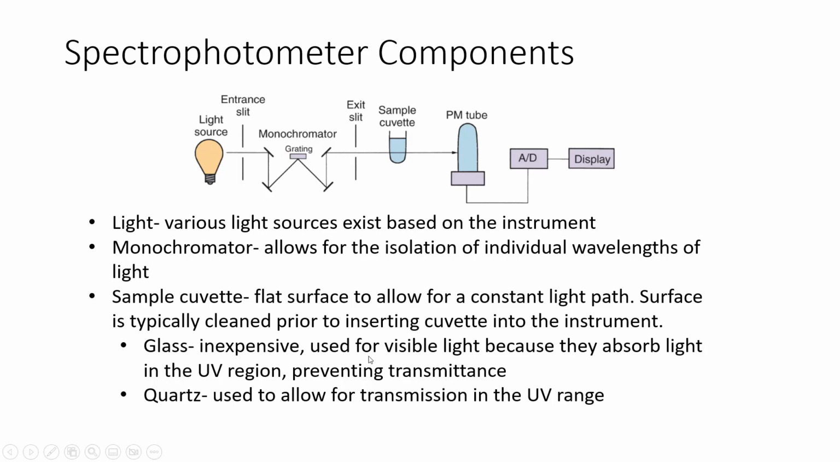Glass is inexpensive and is used for visible light because it absorbs light in the UV range, preventing transmittance. But quartz cuvettes are used to allow for transmission in the UV range. Quartz cuvettes are pretty expensive. They are definitely reusable; we would never just toss them out. The quartz cuvette allows for use in a UV-vis spectrophotometer.